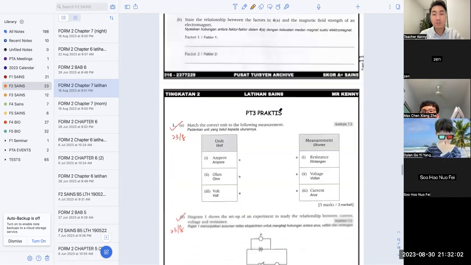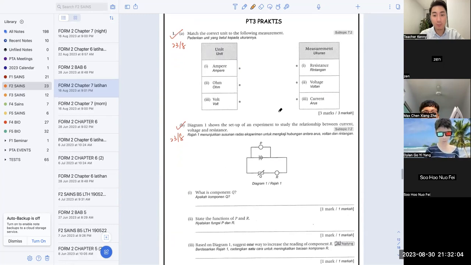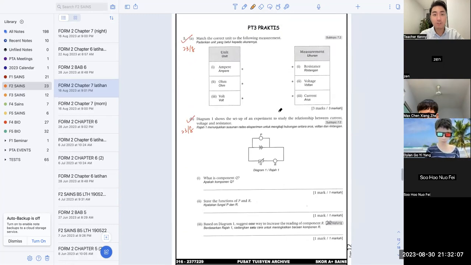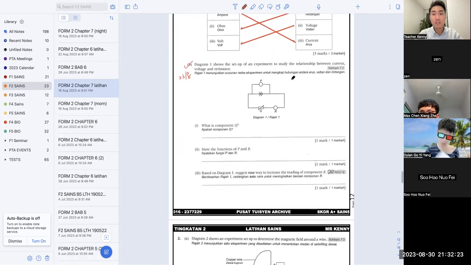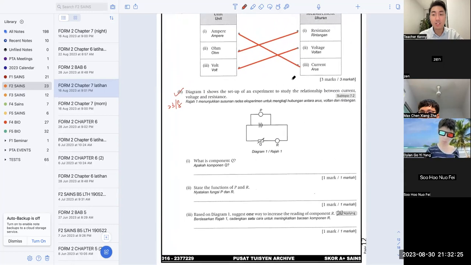Okay, let's do last week's homework first. One page only. A lot of you texted me, saying, teacher, I don't understand, never label. That's for you to figure out. So ampere is current, ohm is resistance, volt is voltage. Agree? It's easy. Next, the diagram shows an experiment to study the relationship between current, voltage, and resistance.